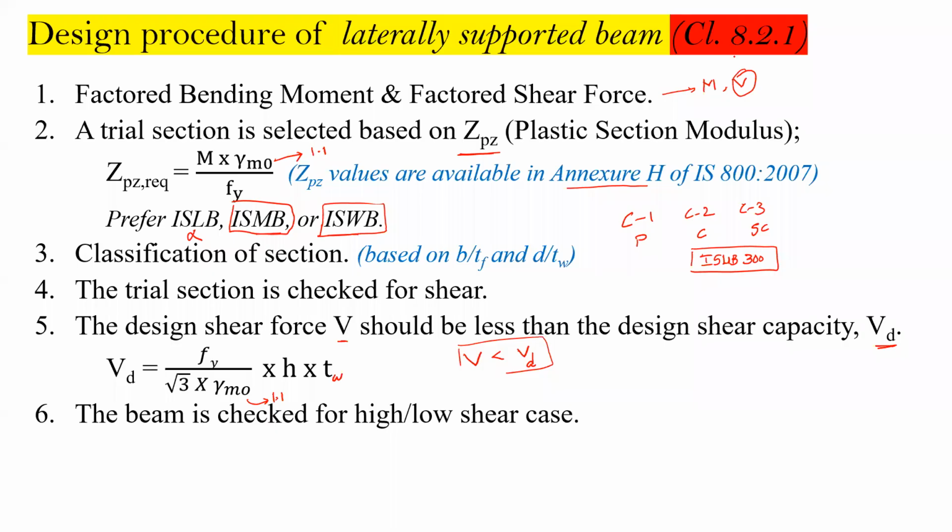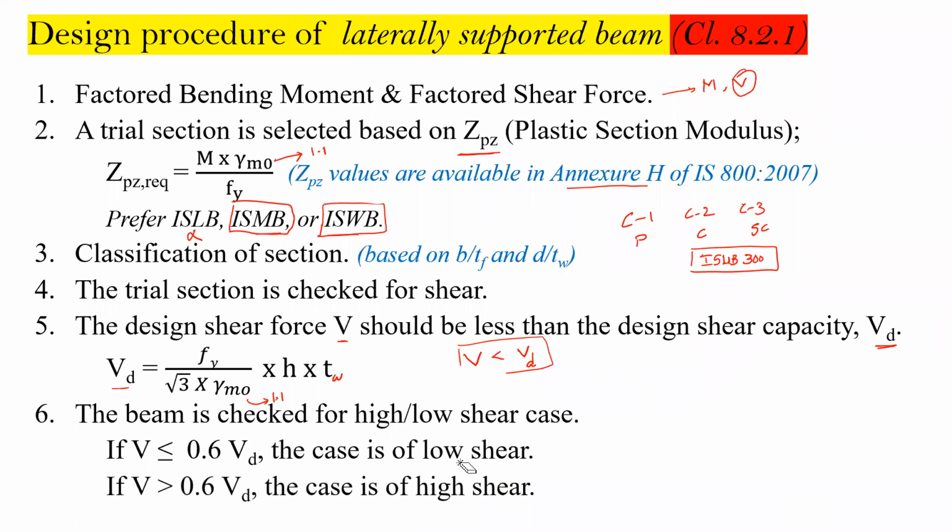Now the question is, how do you check the beam as a high shear beam or a low shear beam? You have two conditions for this. One of the conditions is if the value of V, that is the factored shear force which you have calculated in the first step, is less than or equal to 0.6 VD. The VD value you have calculated in the fifth step. So if the value of V is less than or equal to 0.6 VD, it is considered a low shear case.